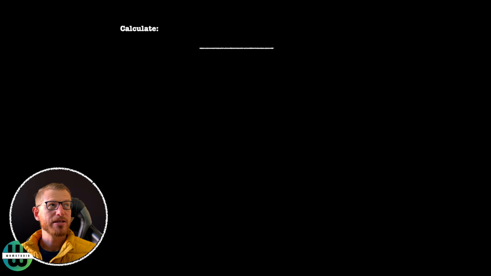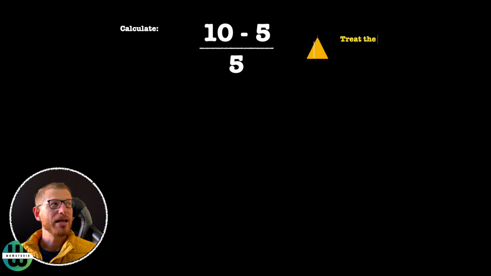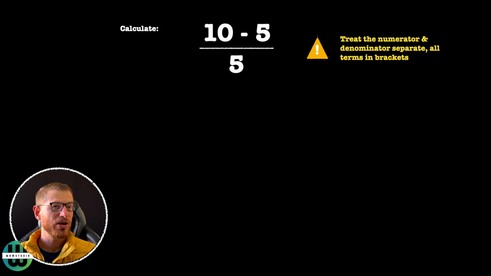Now let's calculate 10 minus 5 over 5, which is another way of saying 10 minus 5 divided by 5. So here we treat the numerator and the denominator separately. This is very important. And we're going to put all the terms of the numerator in a bracket and all the terms of the denominator in a bracket, just to be safe.